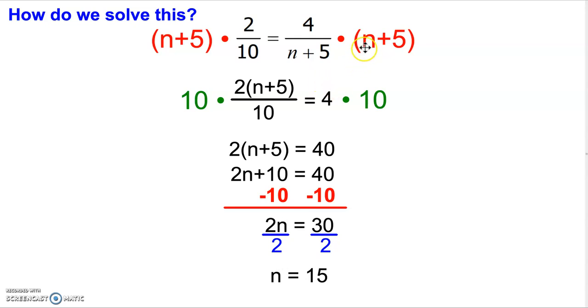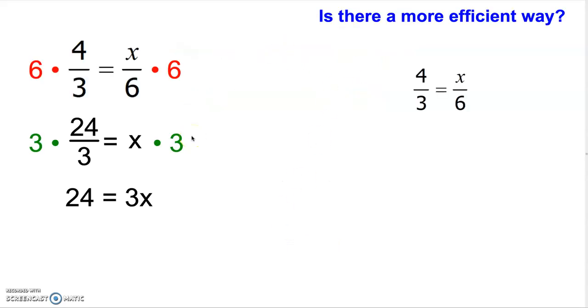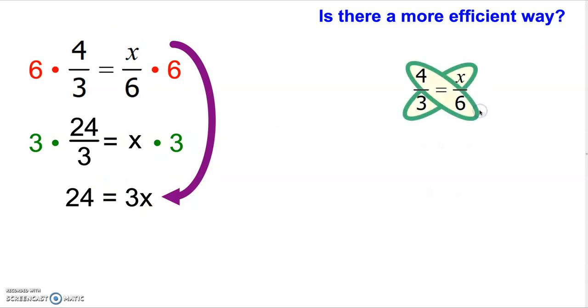Now, we noticed in both of these examples that we were multiplying by the denominators. So we're hoping maybe to find a more efficient way. This was actually the very first example that I did. Notice that we're multiplying by the 6 and by the 3 on both of those to jump to the 24 is equal to 3x. What if we could do that in one step? So what if we could jump from here to here without having to do this in 2 steps? That's where cross multiplication is going to come in.